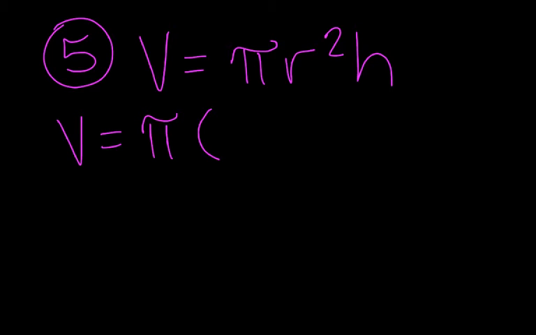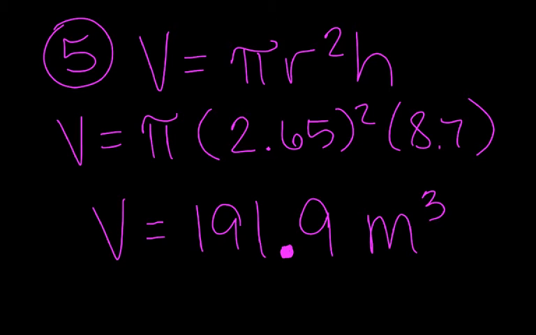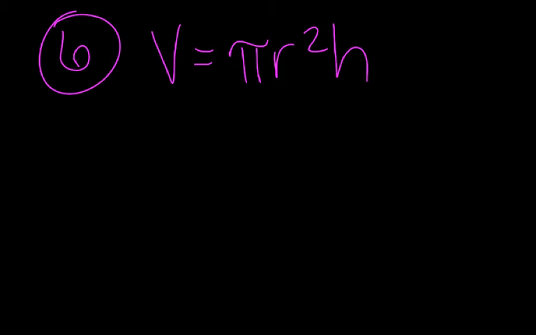Number 5, write your formula. For number 5, notice that they're giving you the diameter again. Make sure you divide it by 2 to get the radius. So 5.3 divided by 2 should give you 2.65. And then, of course, the height is still 8.7. And that should give you 191.9 meters cubed.